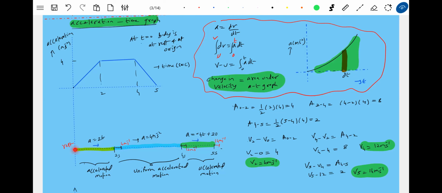Look at now. It was at rest. In 2 seconds, it will move. Speed is increasing. Then again, from 2 to 4 seconds, speed is increasing, from 4 meters per second to 12. So speed is increasing. It's an accelerated motion, but uniform accelerated motion. Then for 4 to 5 seconds, the speed of the object is increasing, but acceleration is decreasing. So again, you have to call this accelerated motion only.